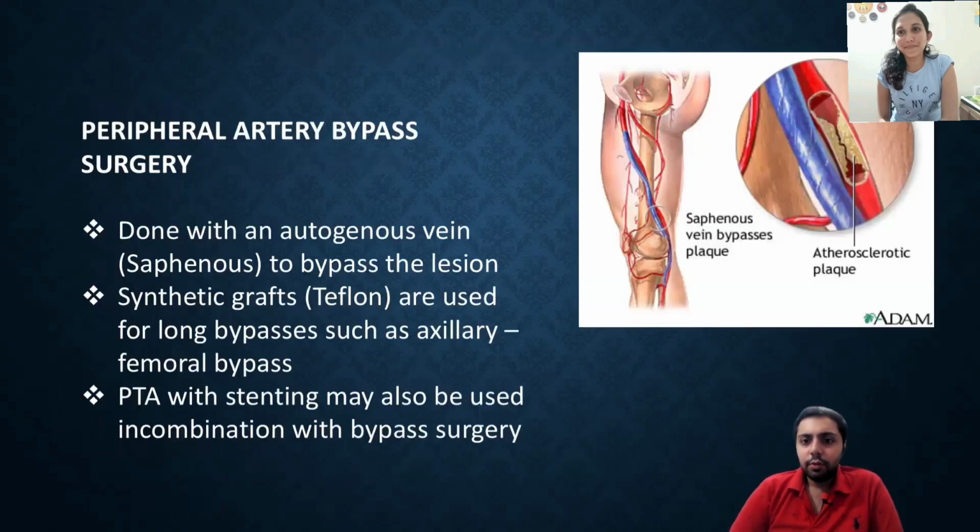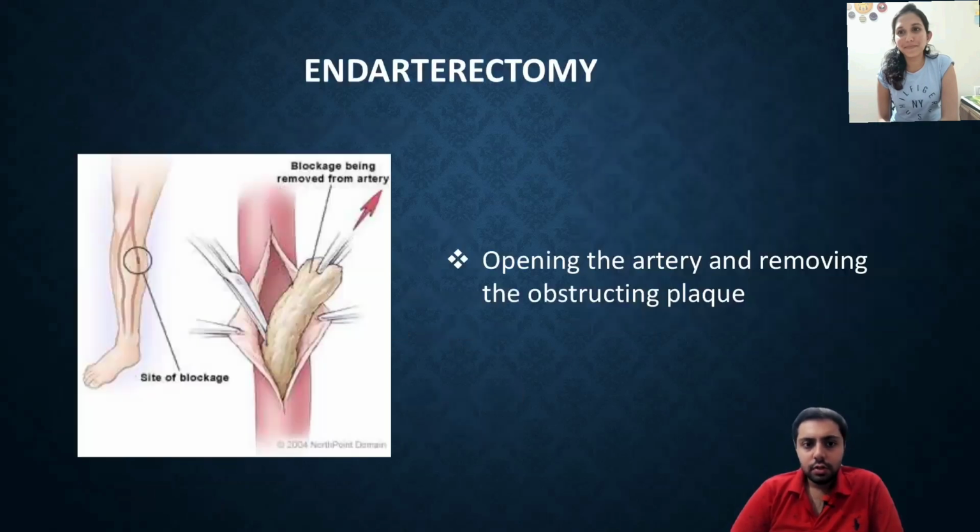So yeah, this is the bypass. You can see the image of the saphenous vein. This is bypassing the artery which is already present. Synthetic, we have Teflon for long bypass surgery, so that's the axillary femoral bypass. This is the endarterectomy. You open the artery and remove the plaque, as you can see in the image.